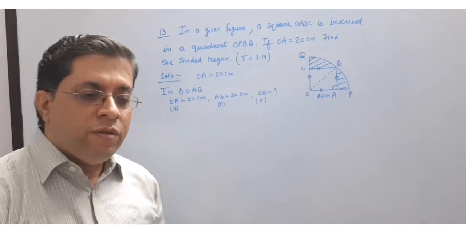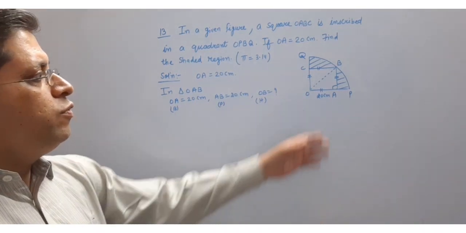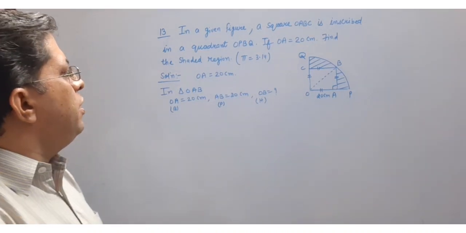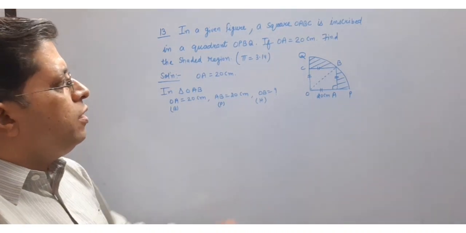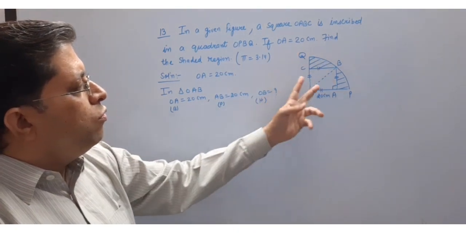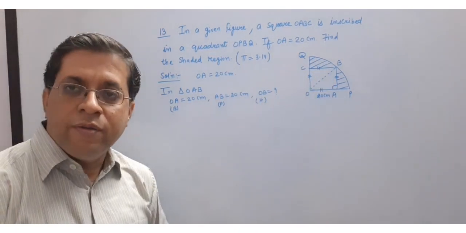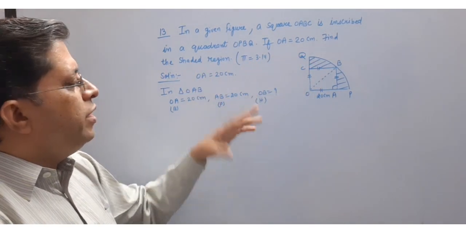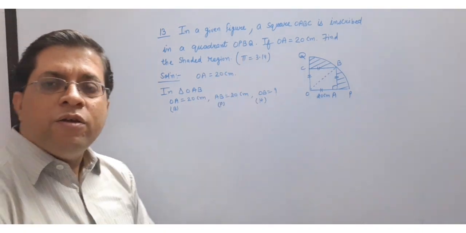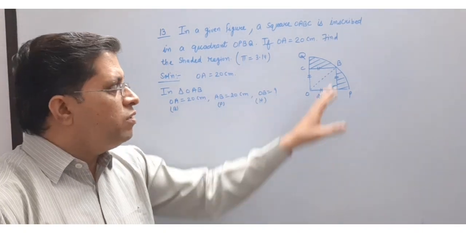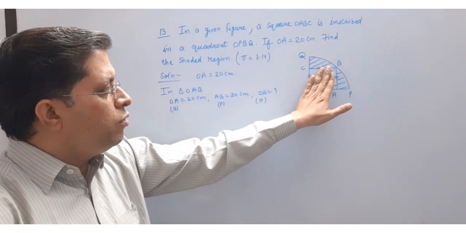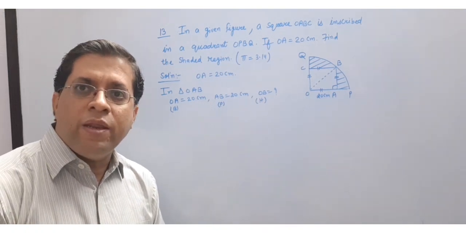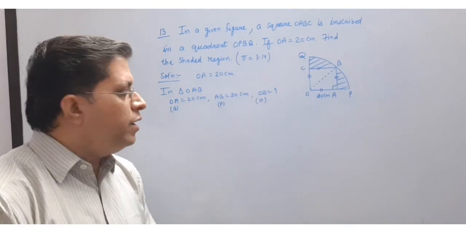Now the next question is, in a given figure, this figure is given to you, a square OABC is inscribed in a quadrant OPBQ. One square is inscribed in it. OA is given to you 20 centimeter. Find the shaded region and take pi is 3.14. So this is one quadrant and you have to remove this square. When you remove it, whatever shaded region is remaining, that area you have to find out.